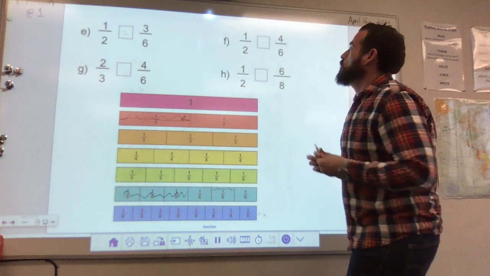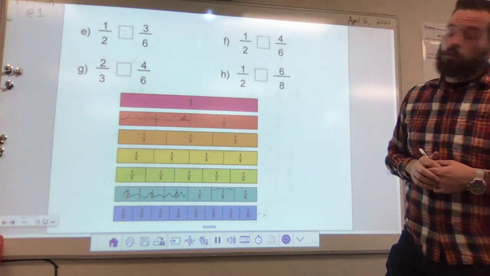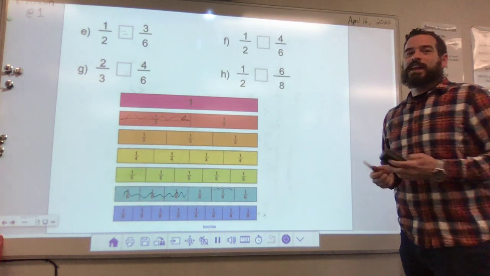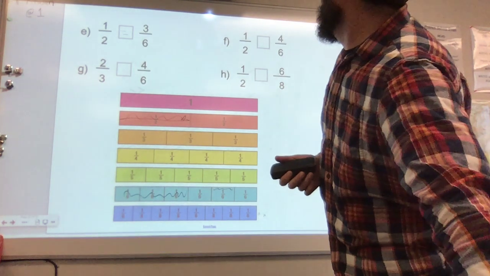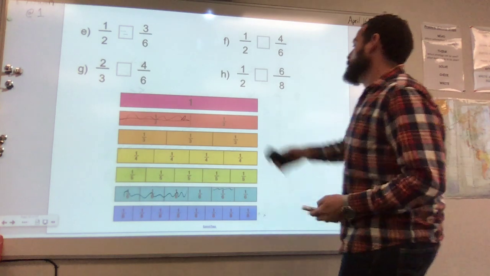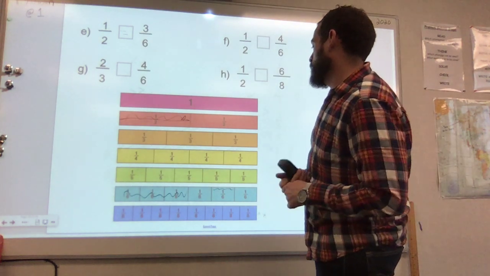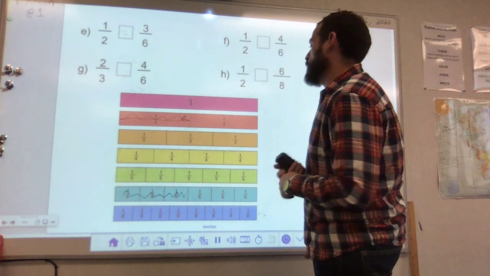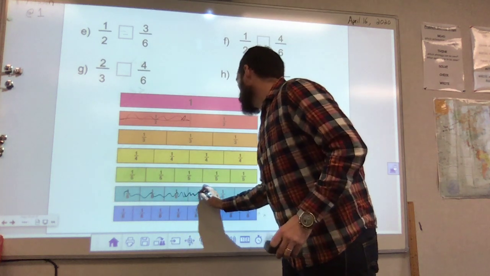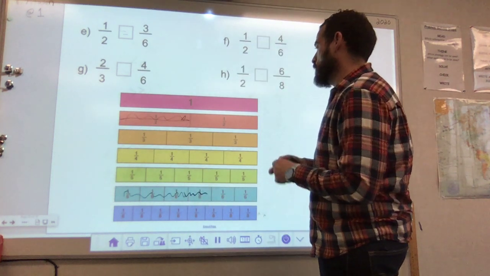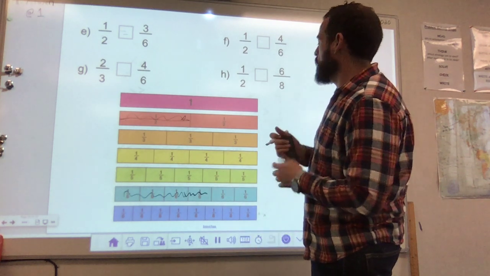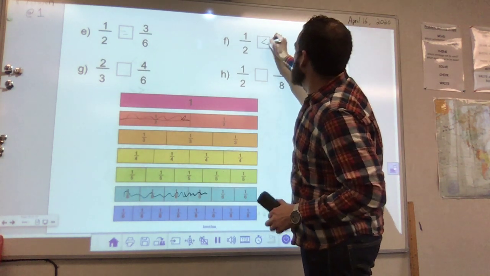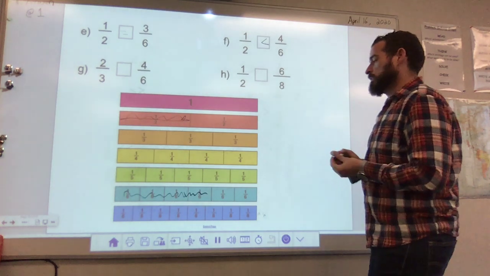For letter F rather, 1/2 and 4/6. And so I've got my 1/2. Now I'm going to do 4/6. So now I see that the sixths are going to be greater. So 1/2 is less than 4/6.